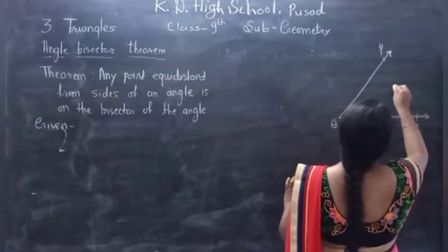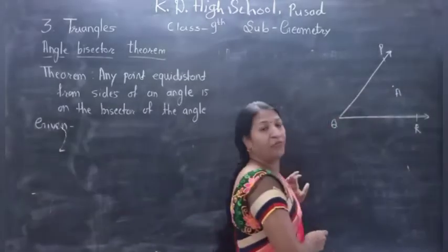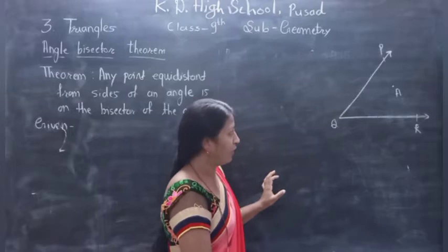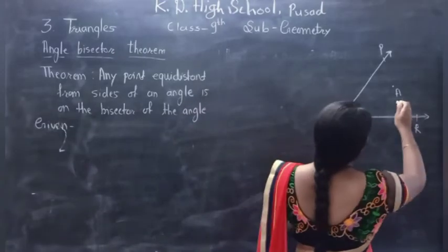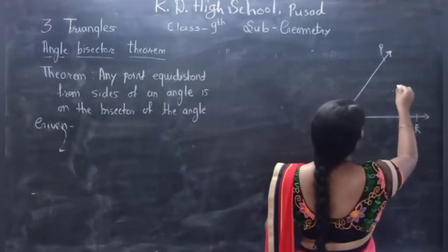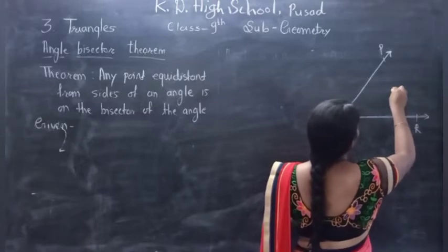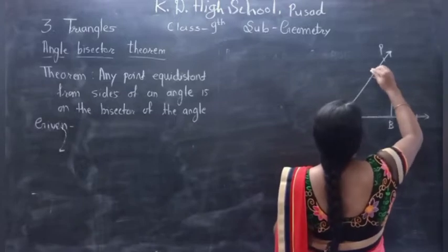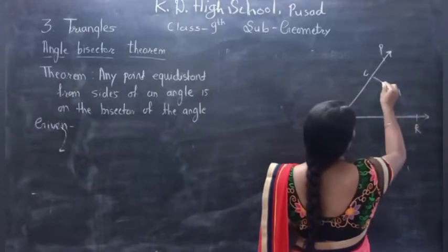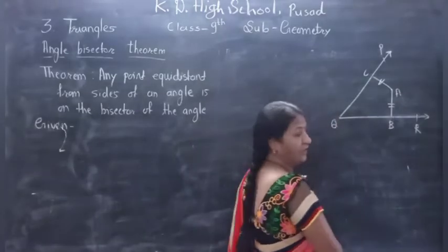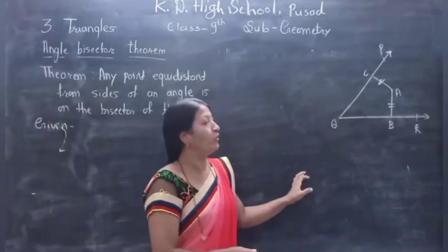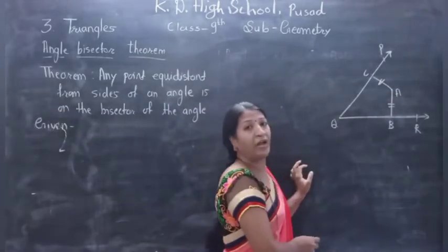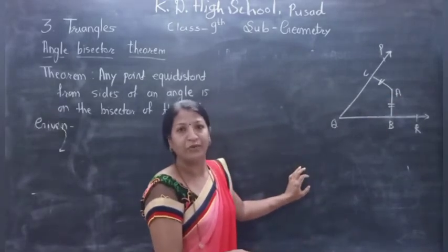Now point A is any point which lies in the interior of angle PQR. This point A is equidistant from the sides of the angle, that is AB congruent to AC. Okay, AB congruent to AC. Now what do we have to prove here? We have to prove that point A lies on the angle bisector of angle PQR.